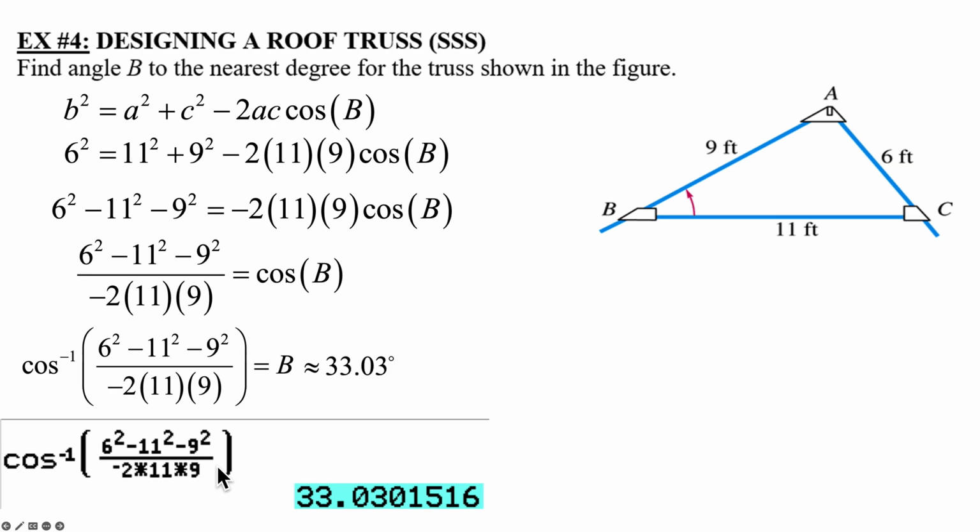Now, I get it. If the numbers are small enough and you want to do some simplifying, if you want to call the 6 squared 36 or the 9 squared 81 or the 11 times 9 that 99, hey, so be it. Calculator gives me an answer of 33.03, and that's 33 degrees. I forgot that we were rounding to the nearest degree, so we'll just ignore that 0.03. We'll call it 33 degrees.